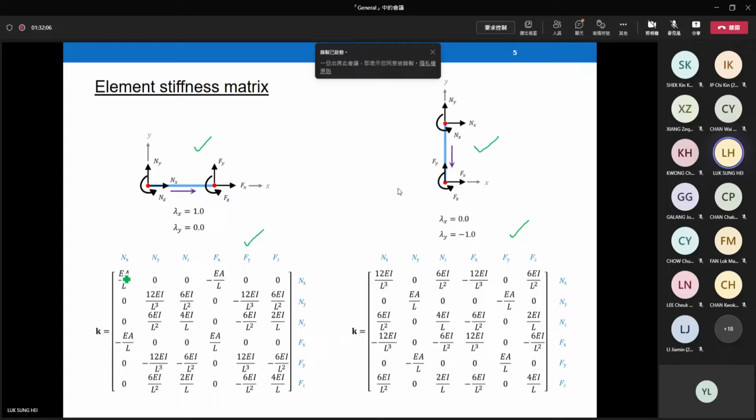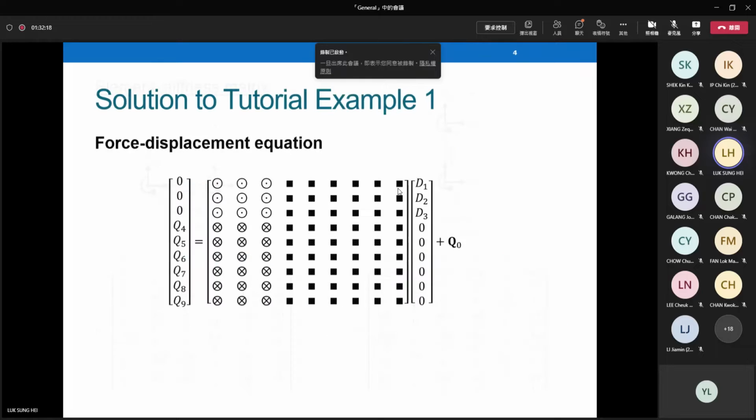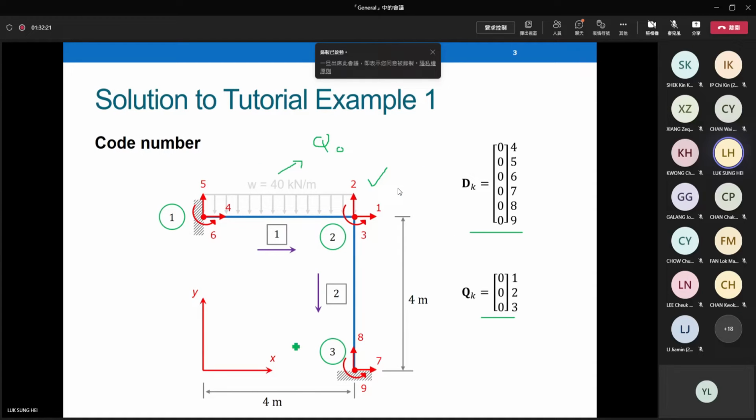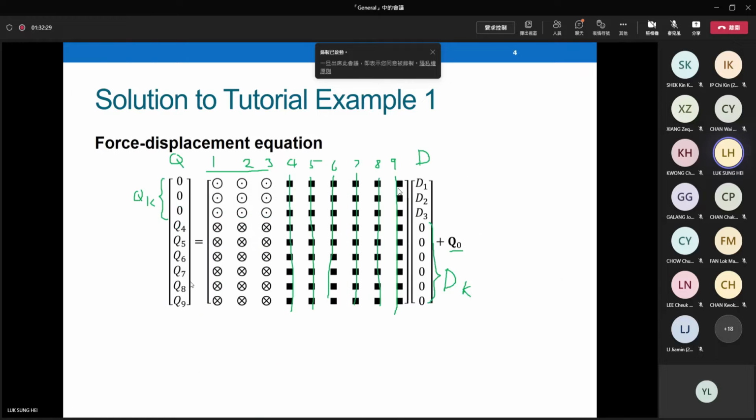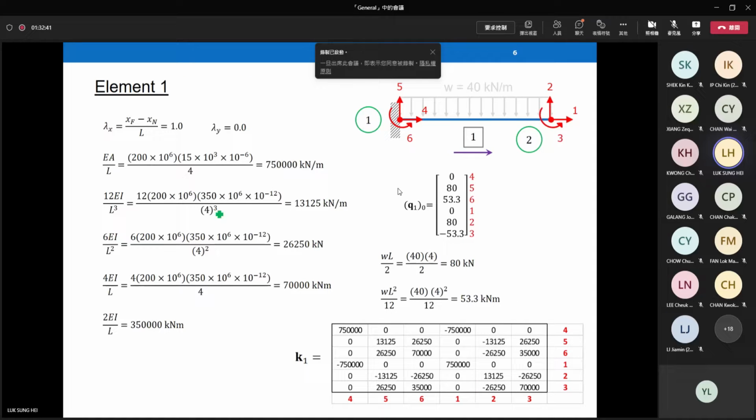On the question page, it tells you E, A, L, so you can use them directly. Because in these structures, member 1 and member 2 have the same length. When you go into the problem, you can see that they are all 4 meters, 4 meters, 4 meters. So the easiest way in this problem is to first find the common factors, EA over L, 12 EI over L cubed, and so on. These values can be applied for both members in this problem. So that's why I first find these factors, EA over L, 12 EI over L cubed, 6 EI over L squared, and find their values. Be careful about the unit conversions.